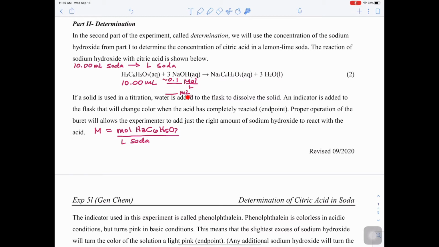We're going to use the volume of sodium hydroxide and the molarity of the sodium hydroxide to calculate the moles of citric acid. So we've got milliliters of sodium hydroxide. We'll convert that to liters of sodium hydroxide, and then to moles of sodium hydroxide. And the conversion factor here from liters to moles is the molarity that we calculated in the standardization part.